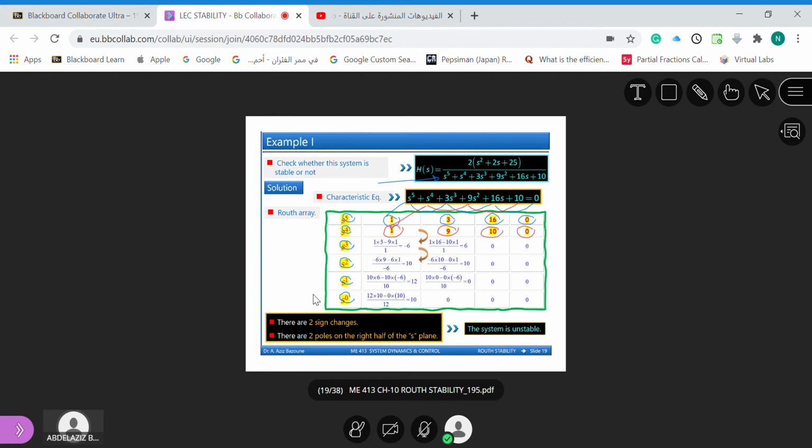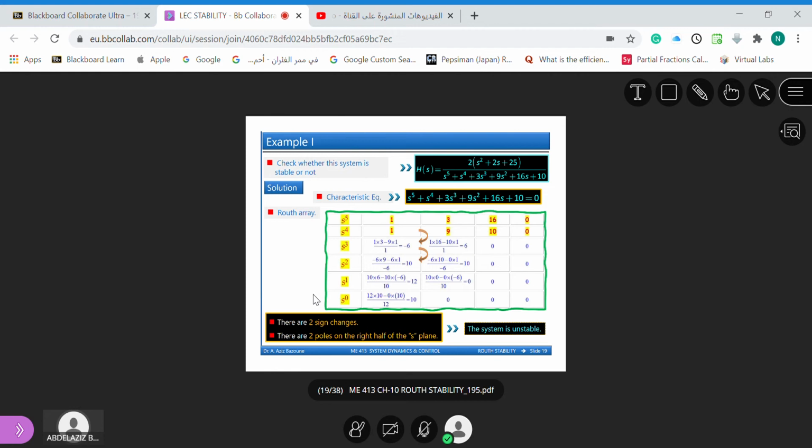You can do it this way, Shabab. You can say the coefficient will be equal to this: 1 for S to the power 5, and then 1 for S to the power 4, and then 3 for S to the power 3, and 9 for S to the power 3, and then 16 for S, and then 10, and then 0 and 0. So you can go either this way or this way. Now, how to find the next coefficients will be like this.